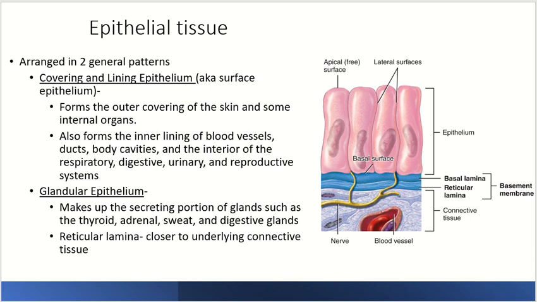The other type of epithelial tissue that we have is glandular epithelium. And this is going to make up the secreting portion of the various glands that we have in the body. These are going to be things like the thyroid gland, the various adrenal, sweat, digestive glands, etc. And a unique aspect to our glandular epithelium is that it's going to have a reticular lamina. And this is just going to be an extra layer of tissue that's going to be closer to the underlying connective tissue. It's going to be deep to that epithelial tissue there.